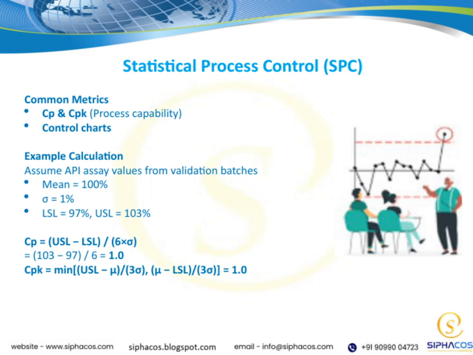Now, for CPK, we look at how close the mean is to each limit. We take the minimum of 2 values. One is the difference between USL and the mean, divided by 3 sigma. The other is the difference between the mean and LSL, divided by 3 sigma. Since both calculations come out to 1 in this case, the process is well-centered and capable. Overall, these metrics help us assess process performance and identify areas for improvement. They're fundamental tools in SPC and tie back to our goal of ensuring quality and consistency in manufacturing.